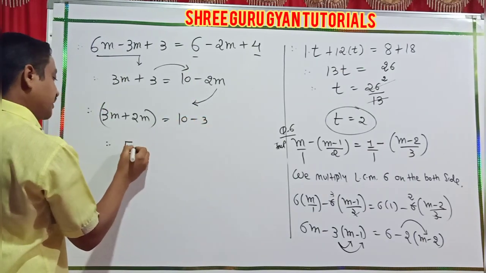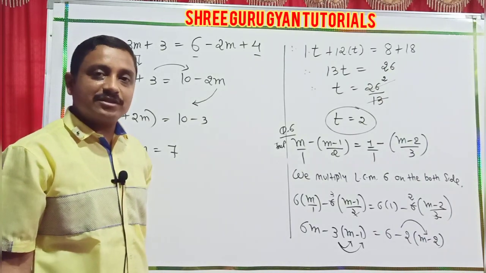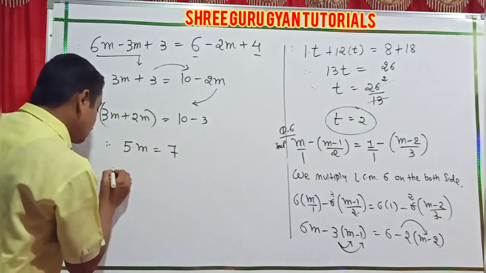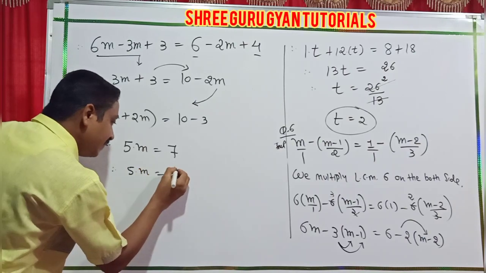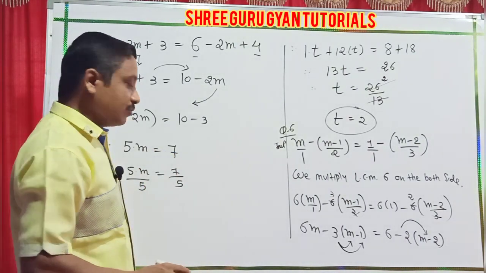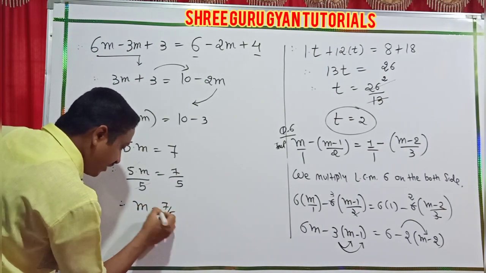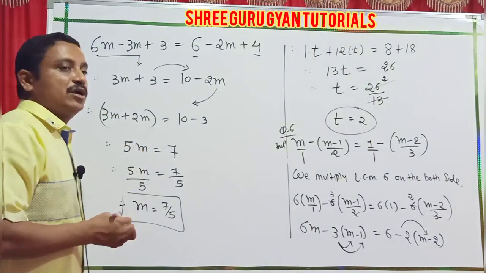So my answer is 5m is equal to 7. Yes students, finally finished. Now you just multiply by 5 on both sides, this cancels. You get only m is equal to 7 by 5, and this numerical is also done here.